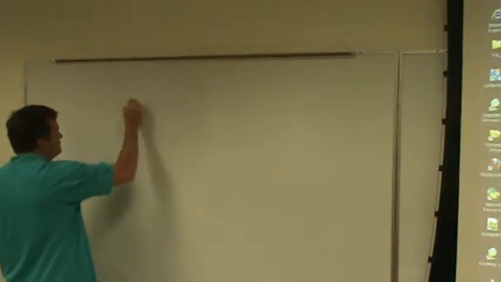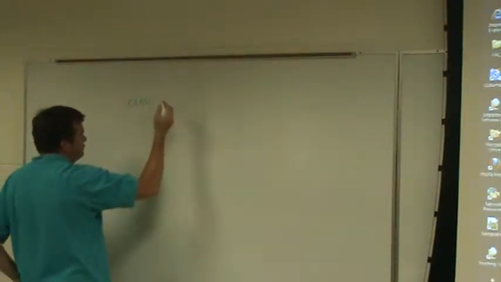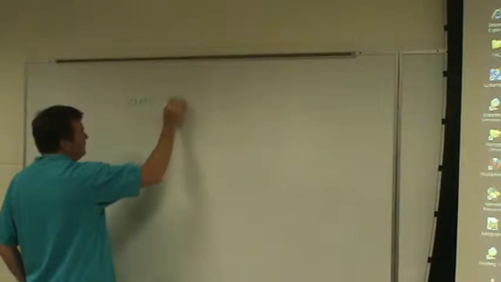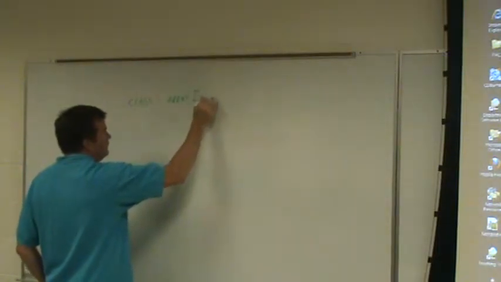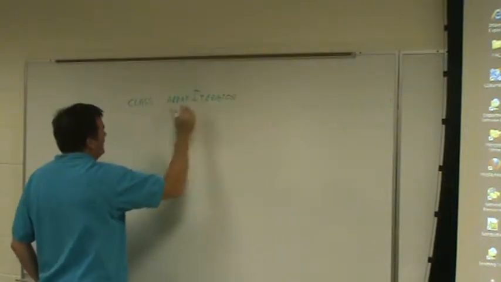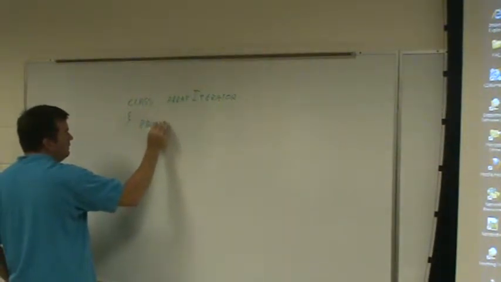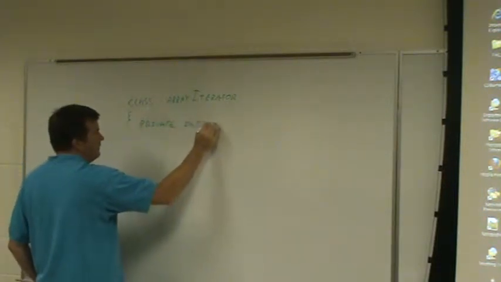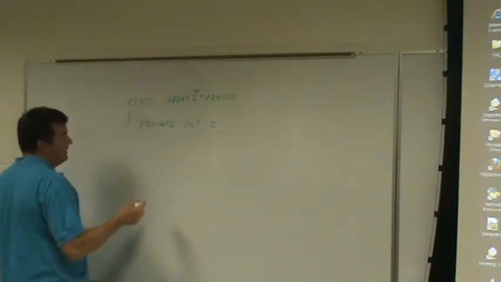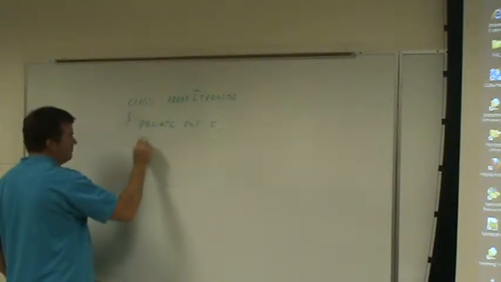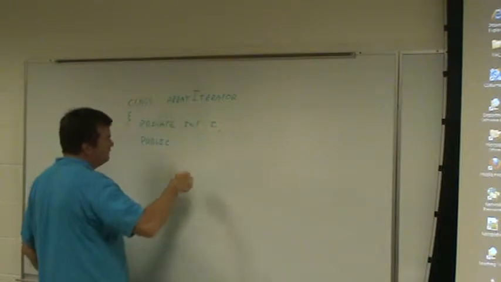This might seem pointless because you would just use an integer and add 1 to get to the next one. But we could have a class called an array iterator. In the class we would have a private integer i, like we always do. We always have an integer i. And then we would start having public methods like public next.